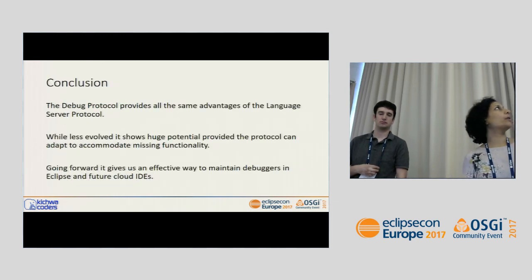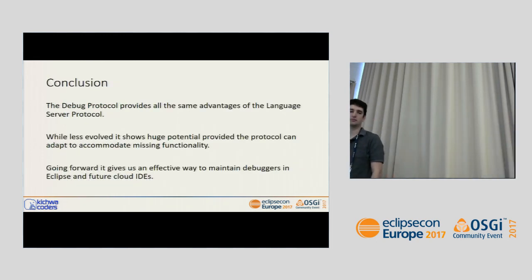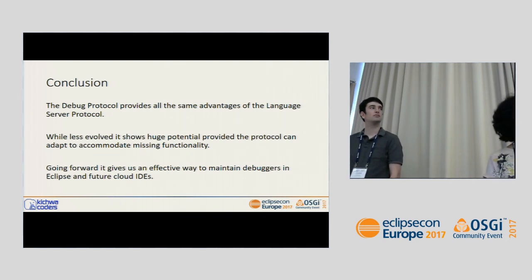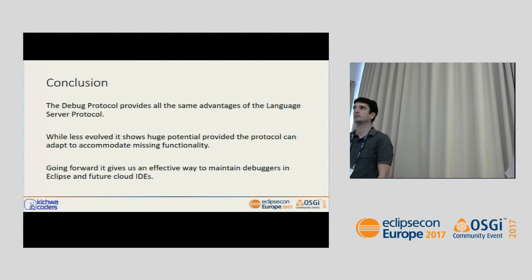But yeah, just to wrap up, the debug protocol provides all the same advantages as the language server protocol. While it's less evolved, it still has enough there that it shows huge potential, as long as we can bolster it for all the missing functionality. So it's not going to be something that will instantly give us an industry standard debugger replacement, but over time, and we've seen if we get everybody working together, we can get there quite quickly.